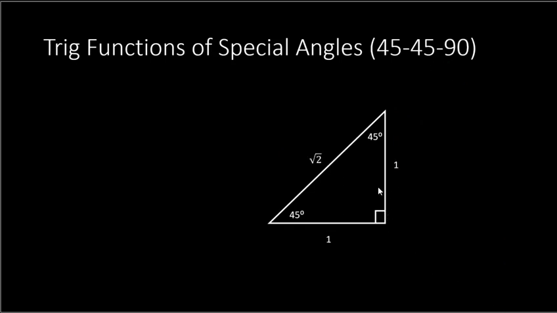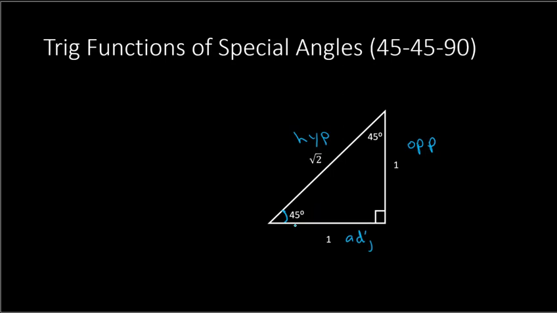So with that being said, we can derive our different trig functions from this. So sine of a 45-degree angle, it doesn't matter which angle we pick because they're both 45. Let's say we pick this one right here. This would be opposite. This would be adjacent. And then this over here is your hypotenuse because it is across from the right angle.